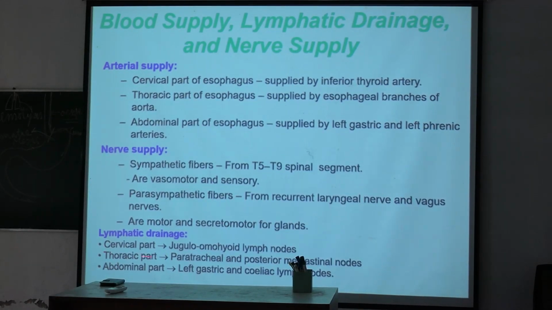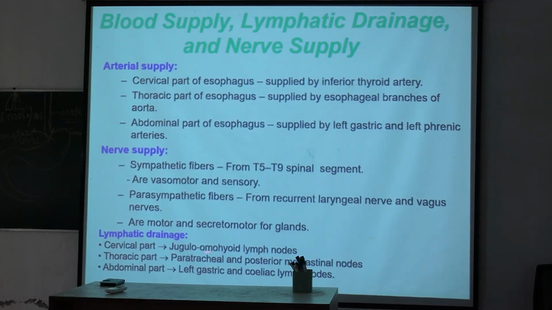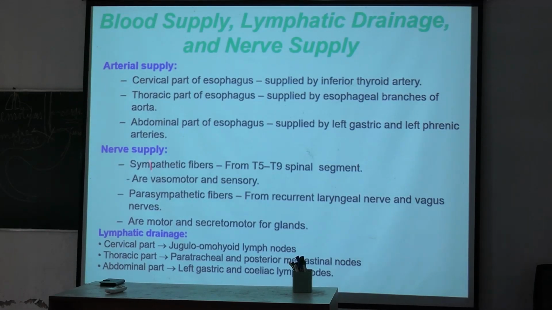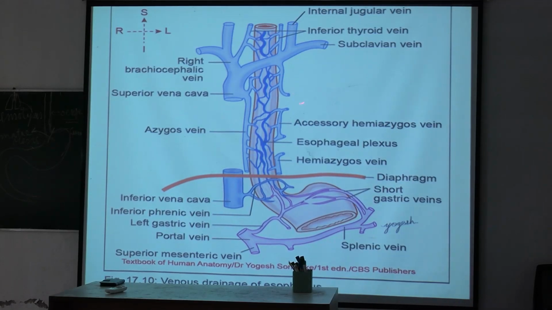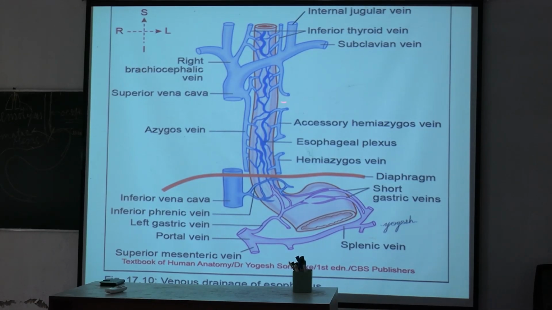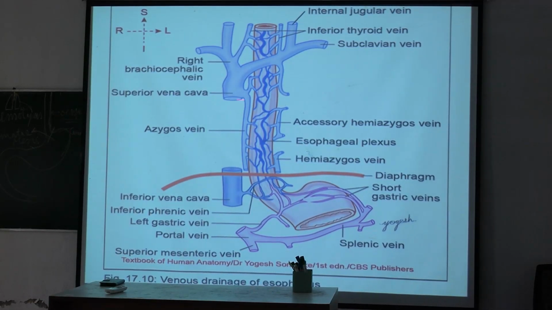Lymphatic drainage: cervical part is drained by jugulo-omohyoid lymph nodes, thoracic part into pre-paratracheal and posterior mediastinal nodes, and abdominal part is drained into left gastric and celiac lymph nodes. So these are the lymphatic drainage of esophagus. And this is venous drainage. See, there is a venous plexus formation between the veins on the two sides. Azygous system of veins: azygous vein in lower part, accessory hemiazygous in the upper part, and here is the hemiazygous. Through this venous plexus, it drains into the superior vena cava.